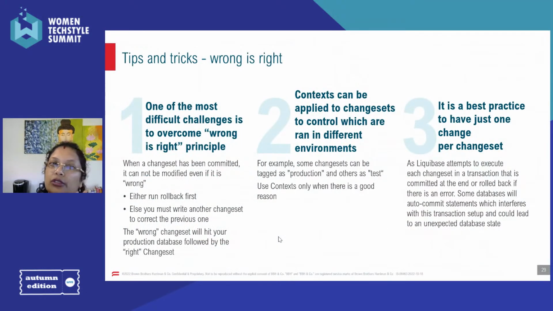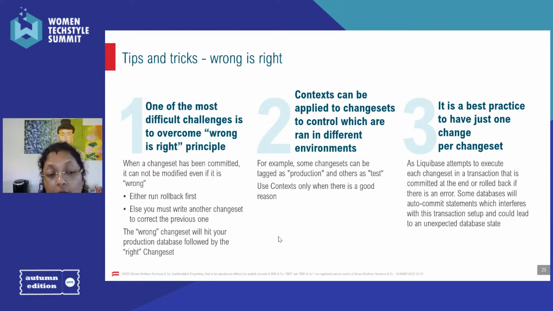Okay, so there are a few tips and tricks. Once you start practicing database DevOps, you will get used to it. But the difficult challenge is that wrong is right, meaning that if a change set has been committed, even if it is wrong, you cannot modify it. Either you roll back first and then rerun it, or you correct the change, or you have another change set which basically corrects whatever has been done by the previous one. So this is something that you will have to keep in mind.